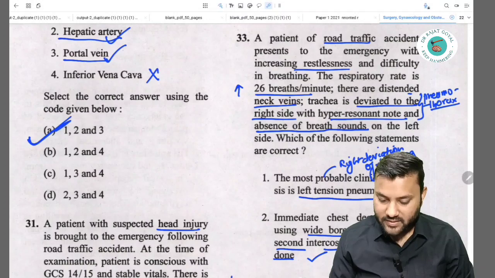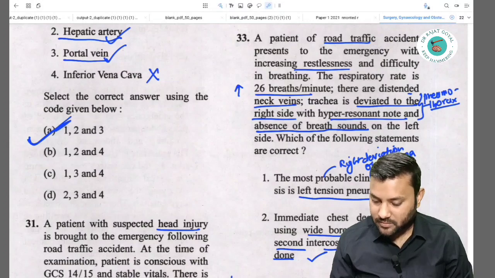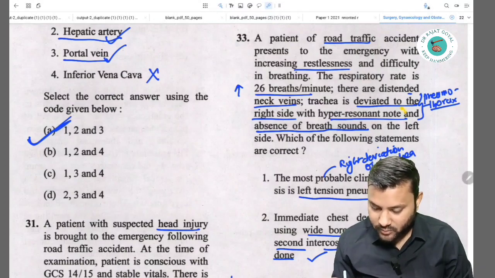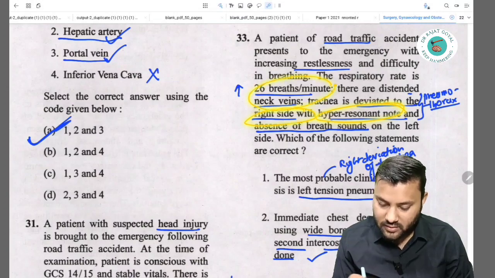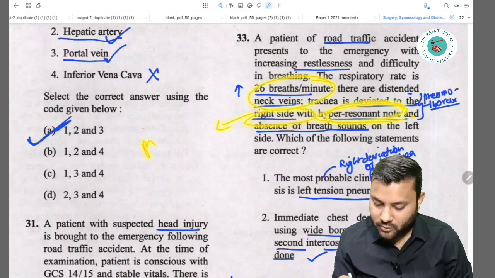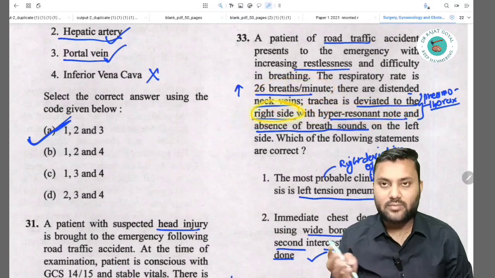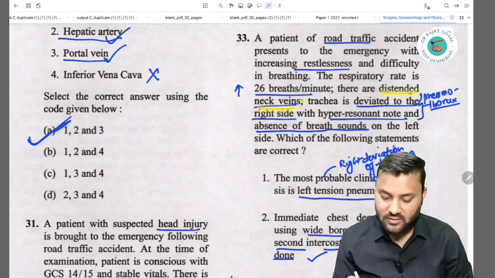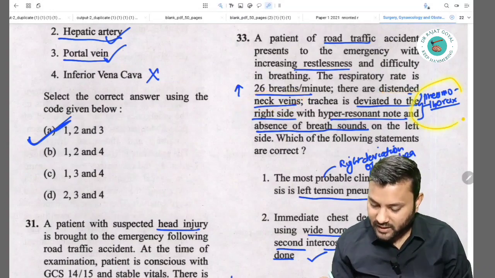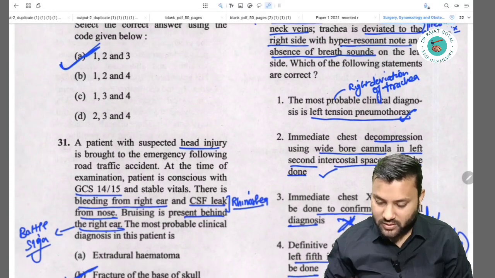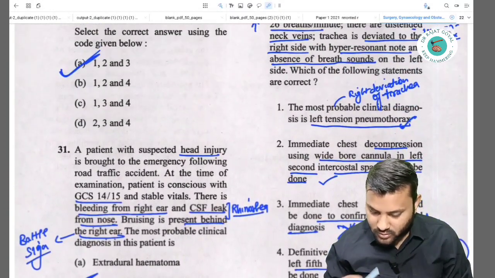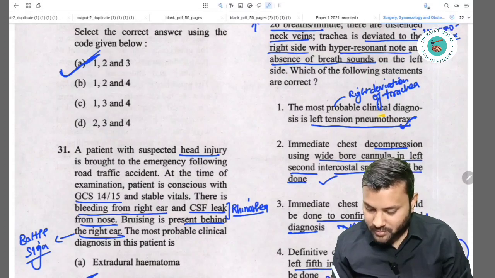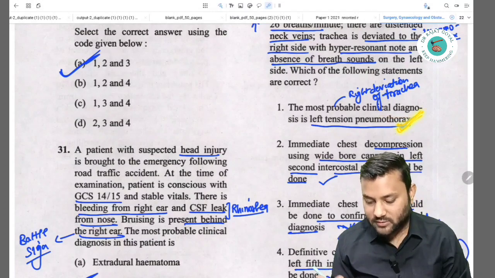A patient of road traffic accident presents to the emergency with increasing restlessness and difficulty in breathing. The respiratory rate is 26 breaths per minute. There are distended neck veins. The trachea is deviated to the right side and hyperresonant. These are all features of pneumothorax, because there is a hyperresonant note on percussion, the trachea is shifting to the opposite side, and there is distension of the neck veins. Hence the diagnosis is pneumothorax. Among the options, the most probable clinical diagnosis is left tension pneumothorax, this is true.